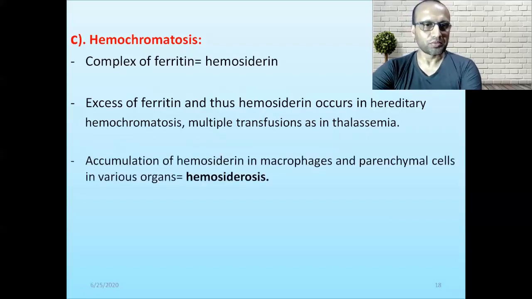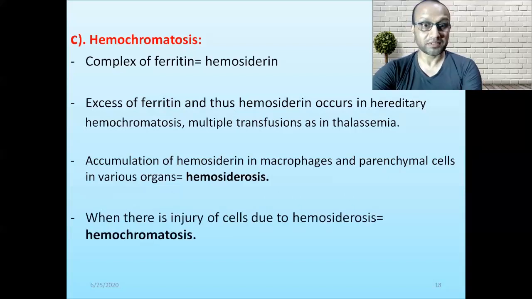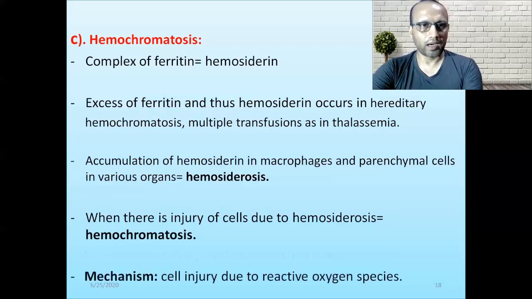When there is accumulation of hemosiderin in macrophages and parenchymal cells in organs, then the condition is known as hemosiderosis. Hemosiderosis can occur in heart, lungs, kidney, spleen, skin. When there is cell injury because of hemosiderosis, then the condition is known as hemochromatosis. Cell injury in hemosiderosis occurs because of reactive oxygen species.